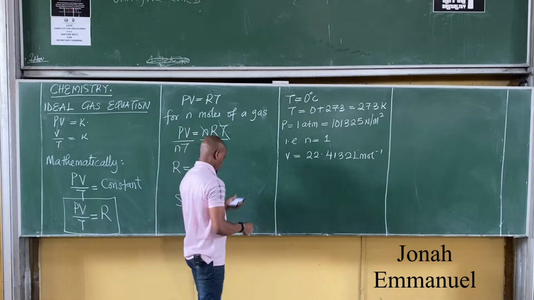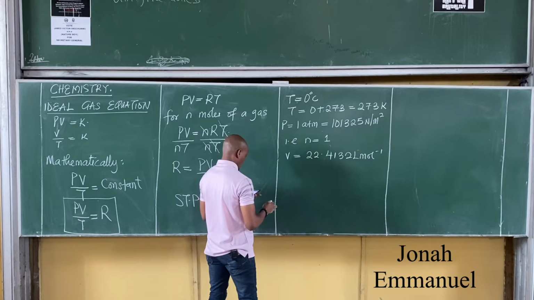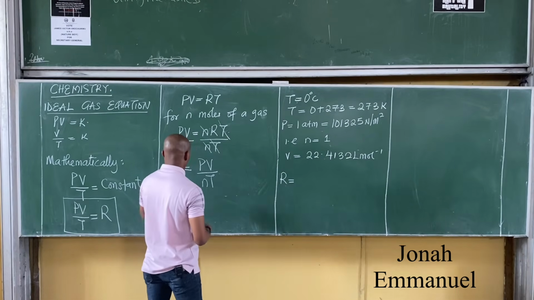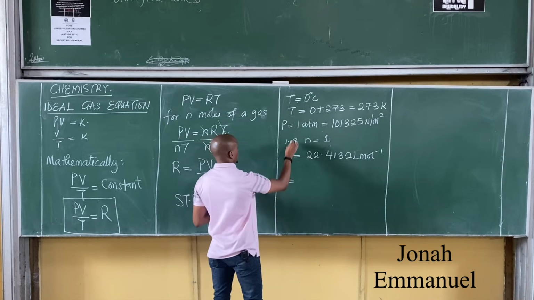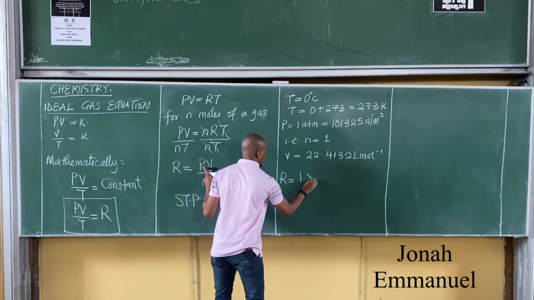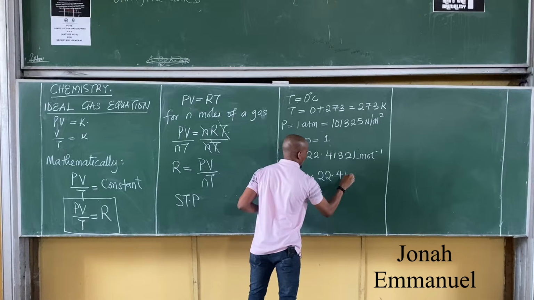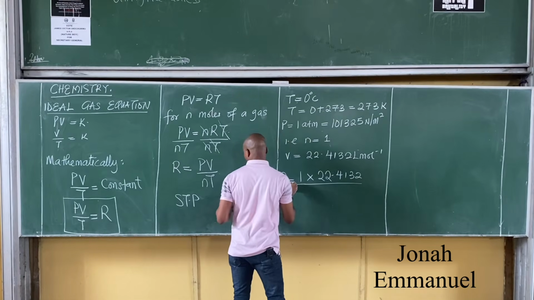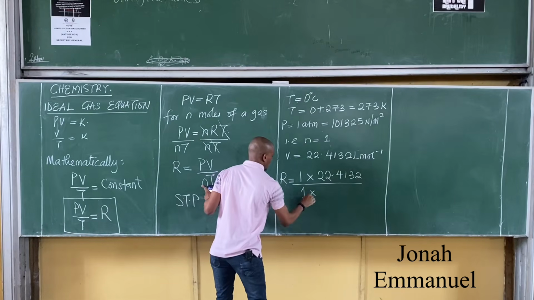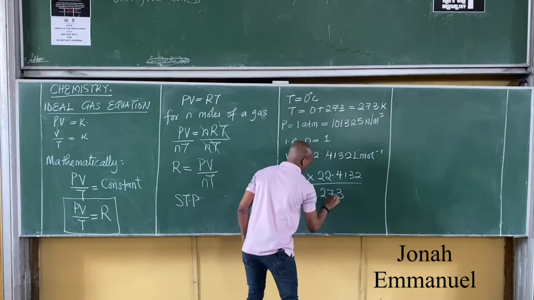At STP, what's R? R will be equal to P. For P, you're using the value of P in atmosphere. We said this is equal to P, that's 1, times V, 22.4132 all over N, number of moles, we said 1, times T. What's T there? 273.